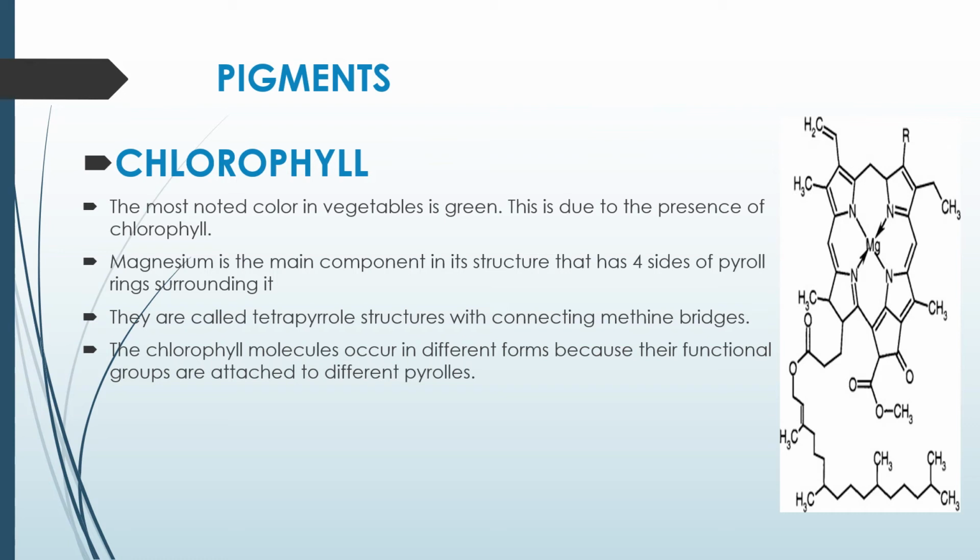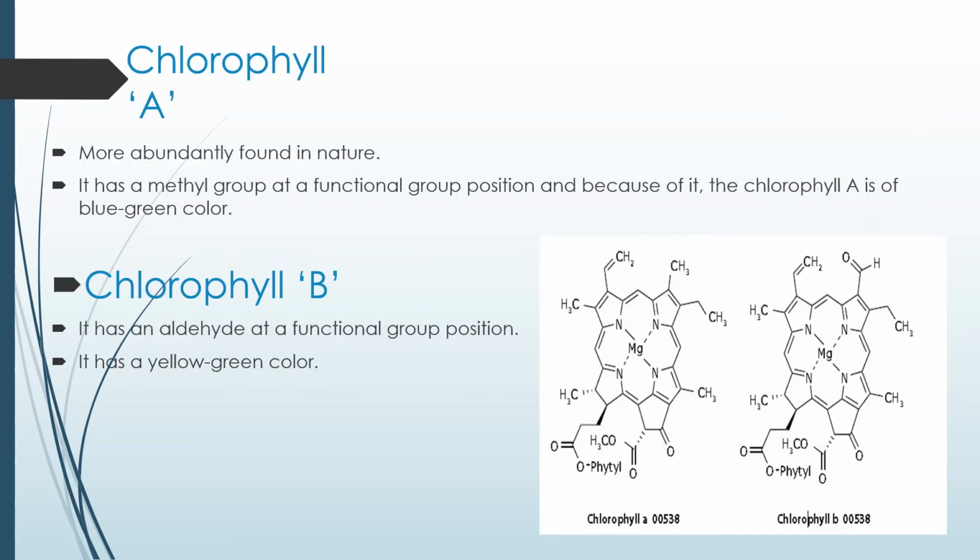Here you can see the functional group is where R is written. When this radical is changed, two different chlorophylls can be formed. These two forms are chlorophyll A and chlorophyll B. Chlorophyll A is more commonly found in nature, and it has a methyl group at the functional group position, and because of it chlorophyll A is of blue-green color, whereas chlorophyll B has an aldehyde at the functional group position and it has a yellow-green color.